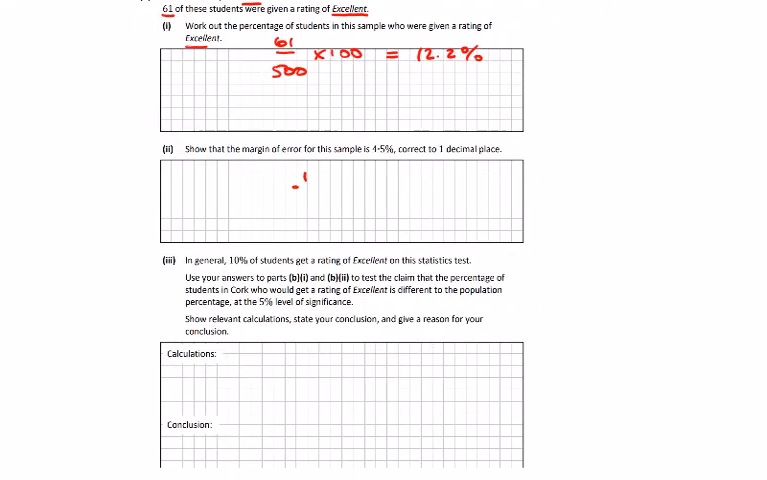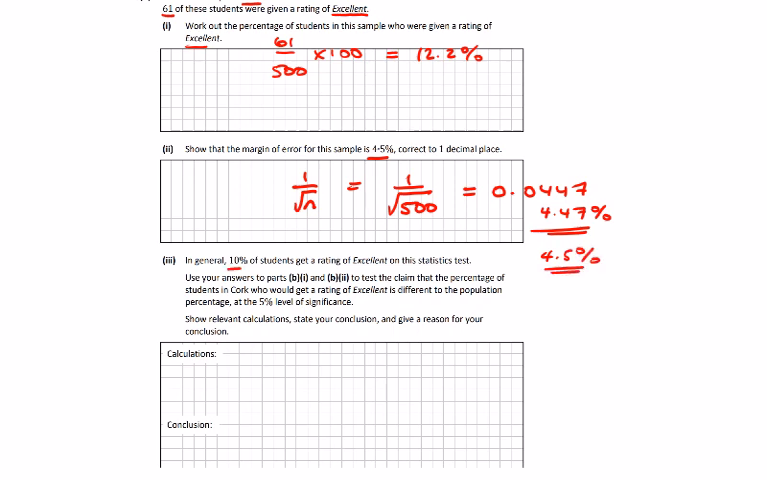Show that the margin of error. Well, margin of error, if you don't know it, you probably won't find it in the tables, but it's 1 over the square root of n. 1 over the square root of 500. So practice these questions, you'll remember it. And 1 over the square root of 500 is 0.0447. So that will be 4.47%. We're actually asked to show that it's 4.5%, so that it does round up to 4.5%, one decimal.